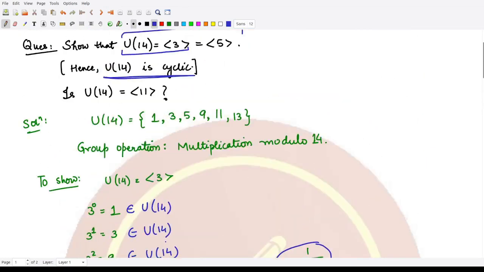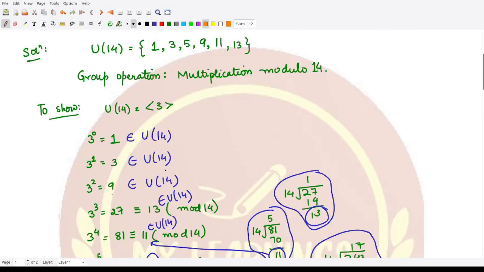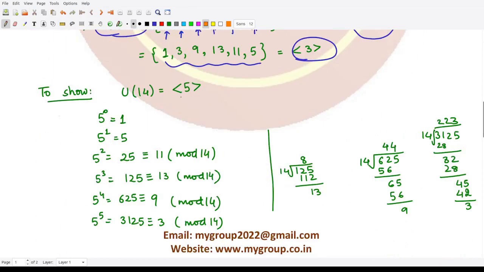This is one part. In the second part, we have to prove that U14 is generated by 5. So let's take the powers of 5 in this case. 5 raised to power 0 is 1, which is a member of U14. 5 raised to power 1 is 5, which is a member of U14. 5 raised to power 2 is 25. When you calculate 25 mod 14, you will have 11 as the remainder, correct? So this 11 is also present in U14. What about 5 raised to power 3? It is 125. When you calculate its mod 14, you have 13 as the remainder. So this also belongs to U14, correct?